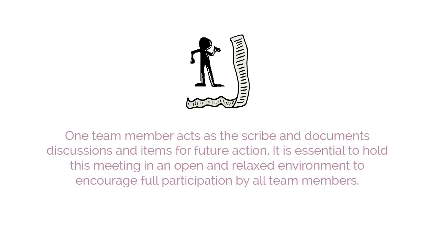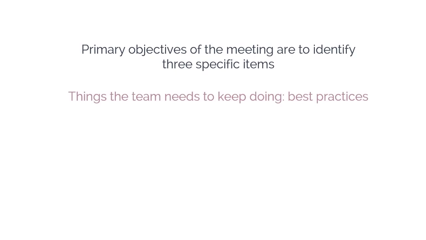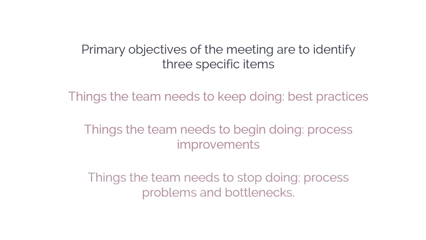One team member acts as a scribe and documents discussions and items for future action. It is essential to hold this meeting in an open and relaxed environment to encourage full participation by all team members. Discussions in the Retrospect Sprint Meeting encompass both what went wrong and what went right. Primary objectives of the meeting are to identify 3 specific items, namely, things the team needs to keep doing, best practices, things the team needs to begin doing, process improvements, and things the team needs to stop doing, process problems and bottlenecks. These areas are discussed and a list of agreed actionable improvements is created.